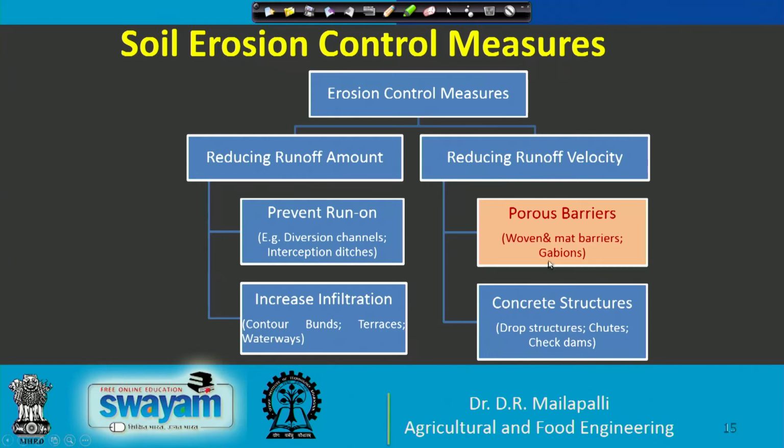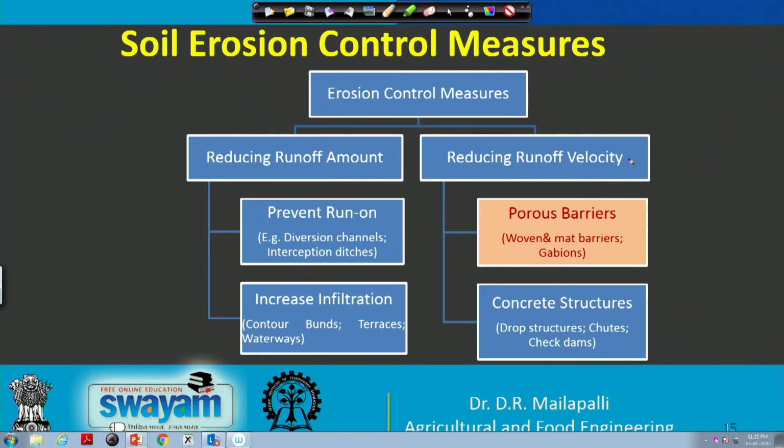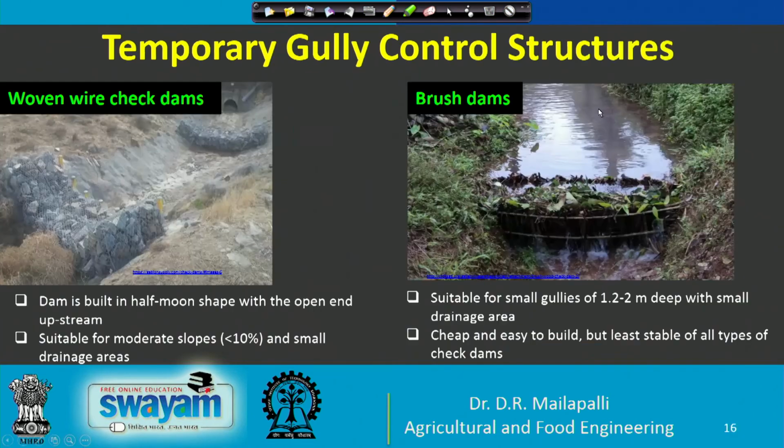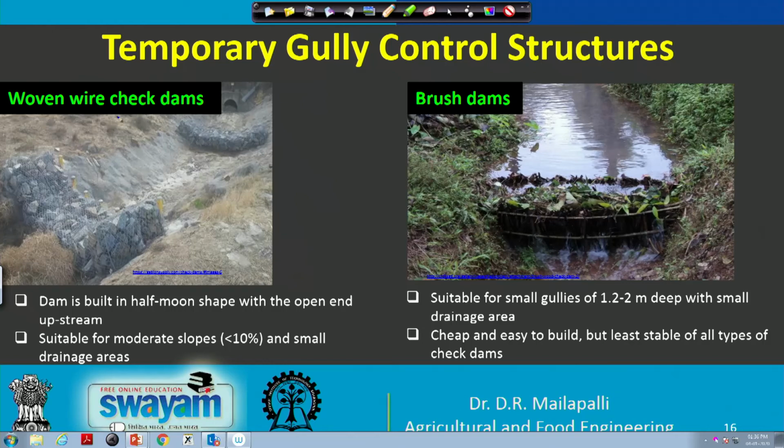Okay, so then the second category here is reducing the runoff velocity through porous barriers. Porous barriers are woven wire and mat barriers, and gabions. So, let us see the different types of porous barriers here, temporary gully structures. One is woven wire check dams.